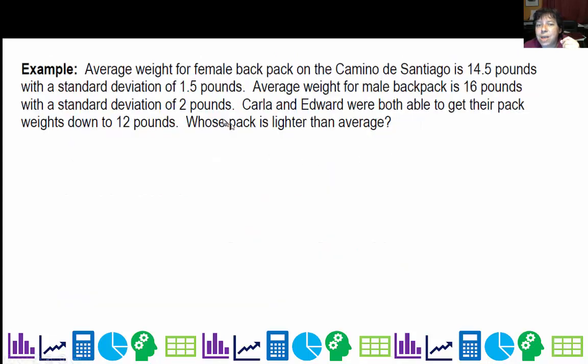For our last example, we're looking at the average weight for a female backpack on the Camino de Santiago, which I'm familiar with. All right, and we're assuming it's 14.5 pounds with a standard deviation of 1.5 pounds. Male backpacks typically weigh more, but they can have more variance with standard deviation of 2 pounds. Carla and Edward were both able to get their pack weights down to 12 pounds. Whose pack is lighter than average?